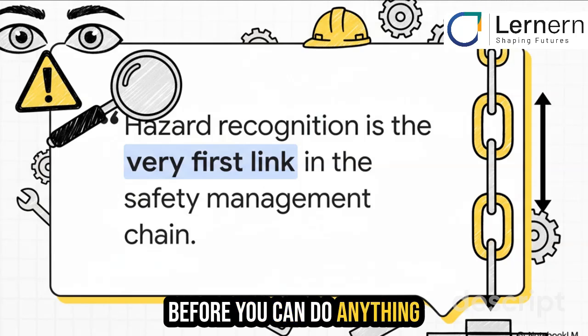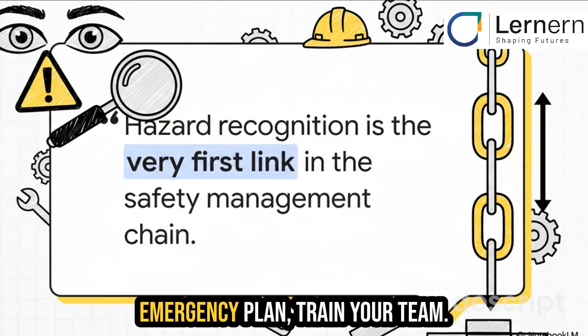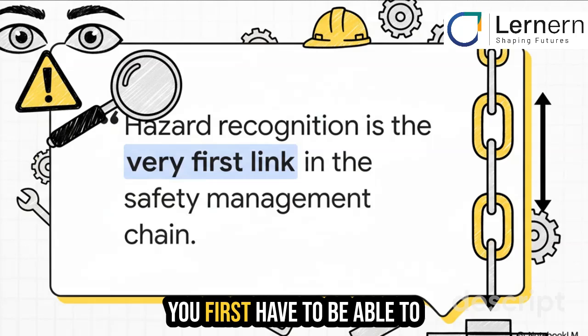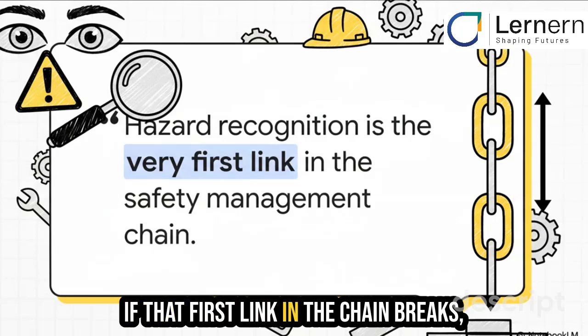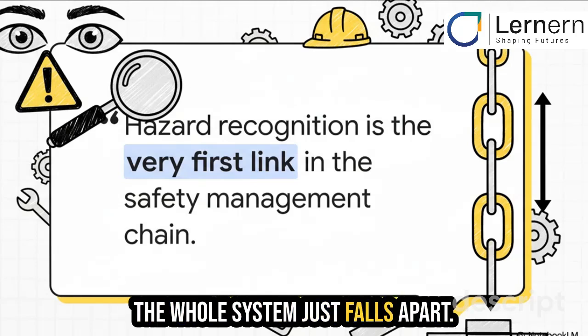It really boils down to this one simple but incredibly powerful idea. Before you can do anything else, control a risk, make an emergency plan, train your team, you first have to be able to see the danger and name it. Hazard recognition is the absolute foundation of safety. If that first link in the chain breaks, the whole system just falls apart.